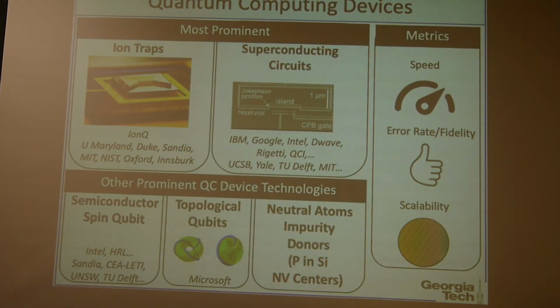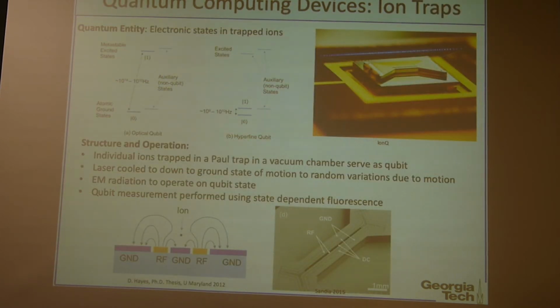So let me try to give you a few ideas about how the system looks. There are multiple techniques for how you can make a quantum computer. The most popular ones are ion traps and superconducting qubits. Most of the big companies are working with superconducting qubits. On the other hand, some of the other ones are using ion traps.